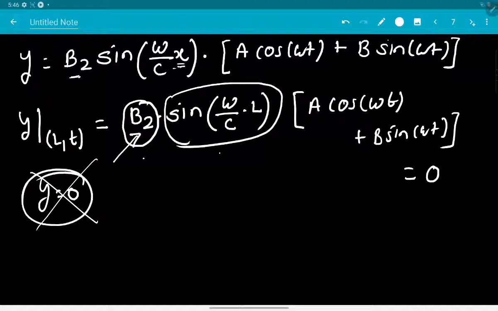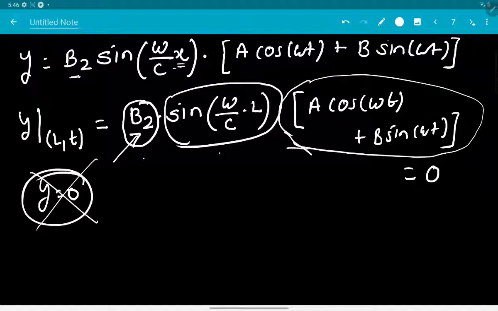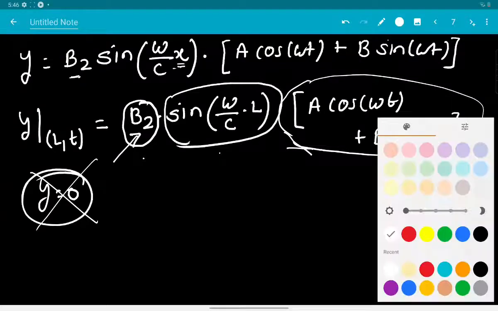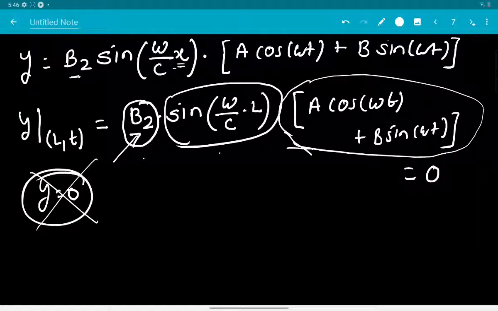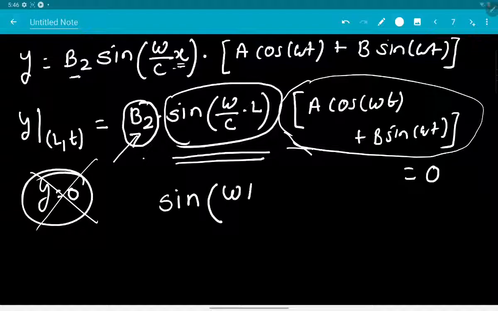Now the third term equal to 0. The third term cannot be equal to 0 at all time t, so you cannot have that. Obviously the third term is also not equal to 0. So what is the only possibility that you are left with? The second term is equal to 0 at all time. So we are ending up with this condition that sine of omega L by c should be equal to 0.